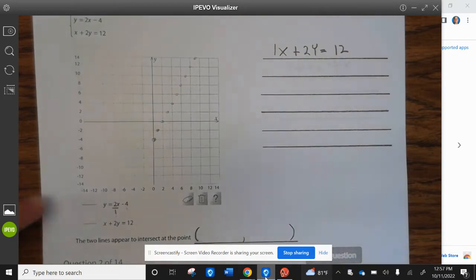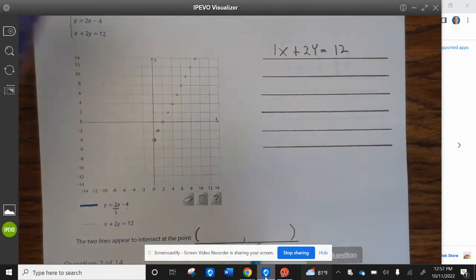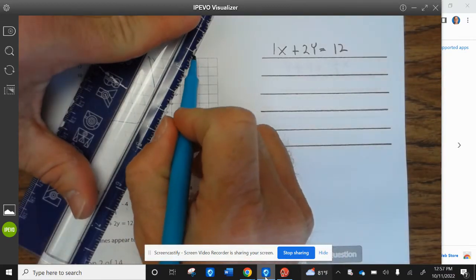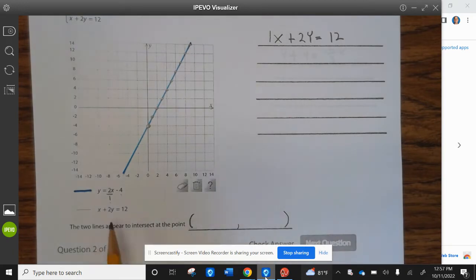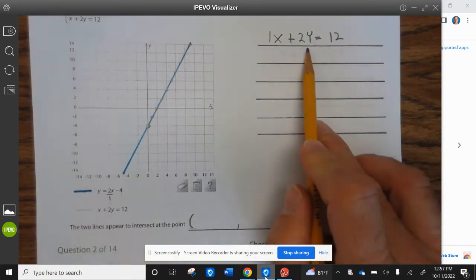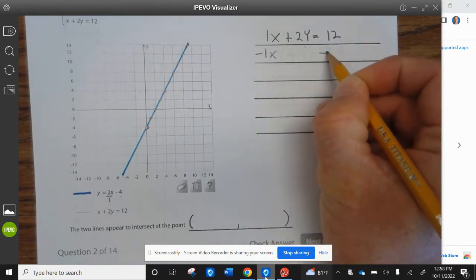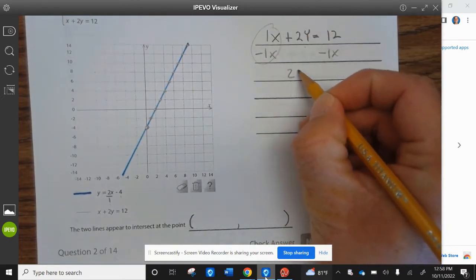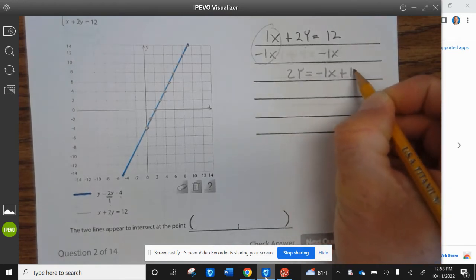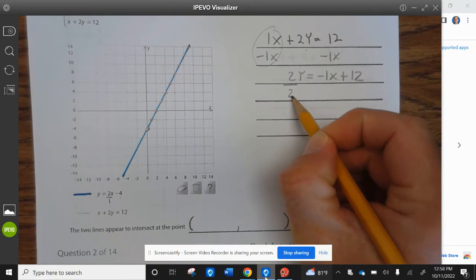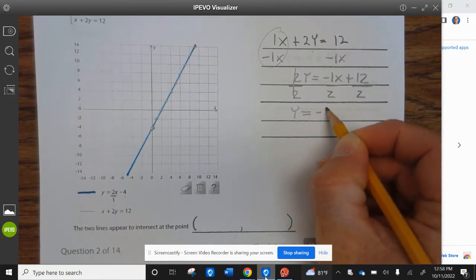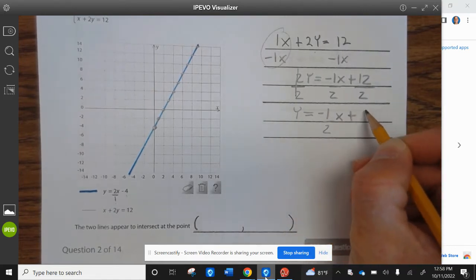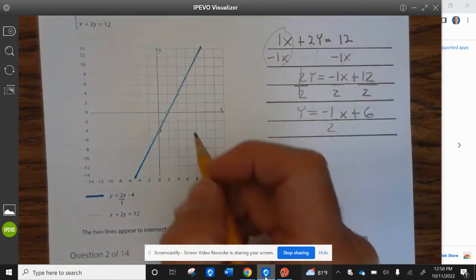All right, and we're going to graph this line in blue. Now let's graph the second line. Well, the issue with graphing the second line is it's not solved for y. So we need to come over here and solve for y first. To do that, we're going to subtract 1x from both sides. You get 2y equals -1x plus 12. We're going to divide everything by 2. Well, 2 divided by 2 is 1, so you get y equals -1/2x plus 12 divided by 2 is 6. So to graph this one, we start at 0, 6.